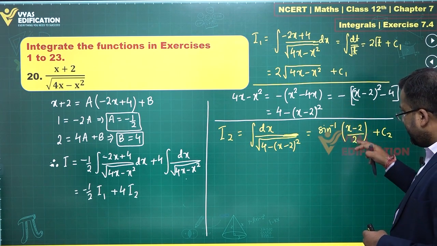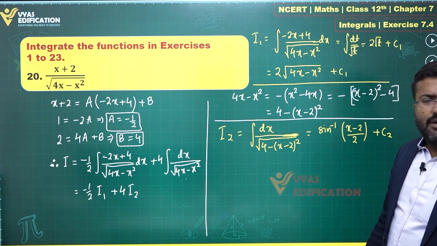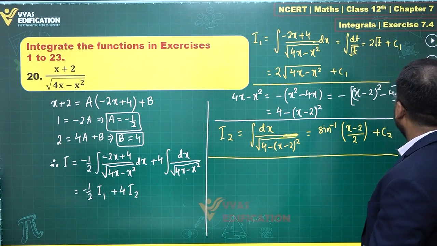Yes, we could need the coefficient of x in the denominator, but that is 1. That will not create a problem, right? So I2 has been found, yes.